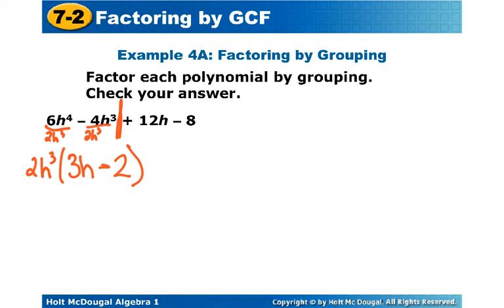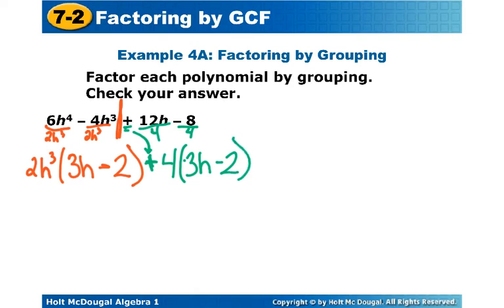So this sign that's right here gets carried down. So I'm going to put plus, and now I'm going to find the GCF. Well, 12 and 8, I know I can take a 4 out of both. They don't have variables in both, so I can't take an h. So if I take 4 out of 12h, I'm left with 3h. And if I take a 4 out of negative 8, I'm left with negative 2.